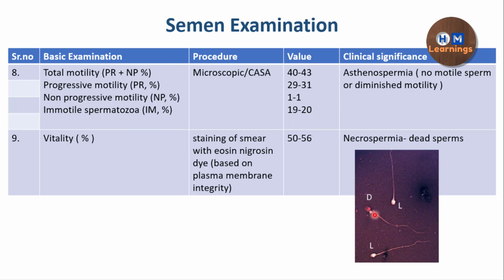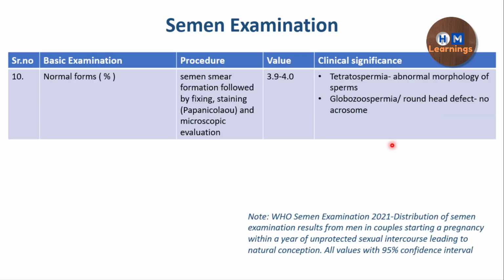So if the sperm cell is stained with dye, in that case it is a dead cell, whereas if it is not stained with dye, it is a live cell because the integrity of its plasma membrane is still maintained. So 50 to 56% vitality is normal. And necrospermia is the condition of dead sperms. Now this we have already covered. Now the last one, the normal forms, which is normal morphology. We know the sperm has a head containing the acrosome and nucleus, then there is a middle piece, then there is a tail.